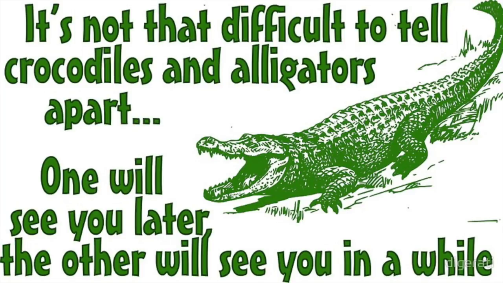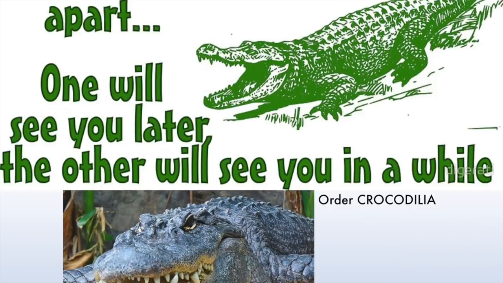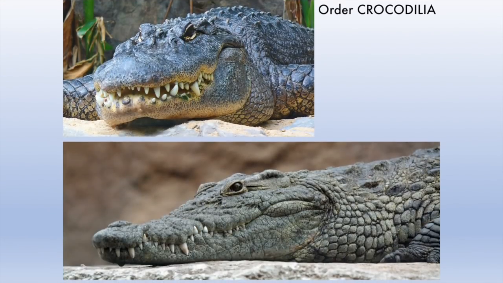You may have seen this or something like it before. It's not that difficult to tell crocodiles and alligators apart. One will see you later, the other will see you in a while. All crocodilians have a 4-chambered heart, which efficiently separates the oxygenated and the deoxygenated blood.